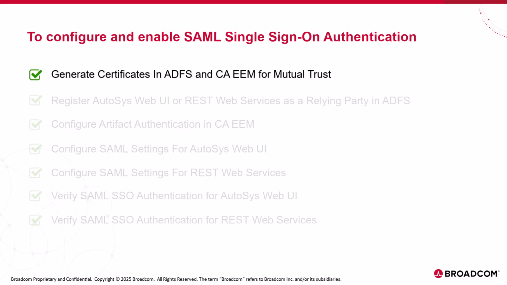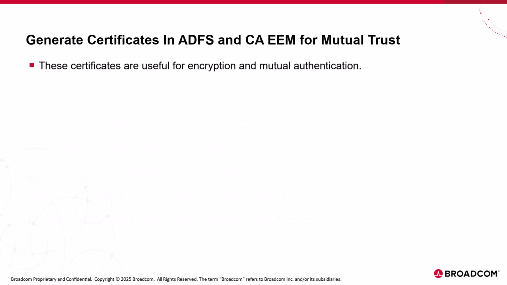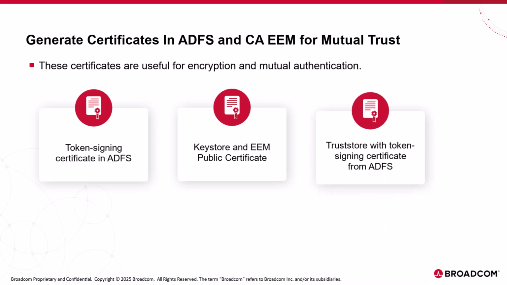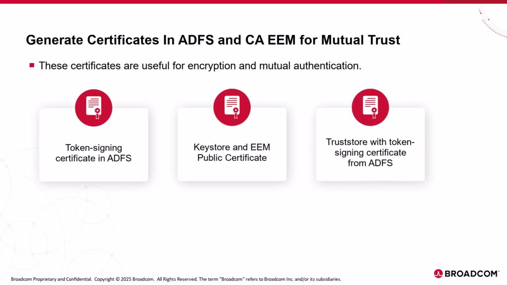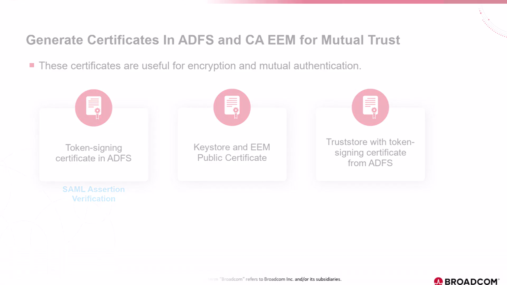The first step in SAML 2 SSO configuration is to generate and export the following certificates between ADFS and CA-EEM. These certificates are useful for encryption and mutual authentication. The token signing certificate in ADFS, the key store and EEM public certificate, and the trust store with the token signing certificate from ADFS. To configure SAML assertions verification in CA Embedded Entitlements Manager, you'll need to export the token signing certificate from your ADFS server. The CA-EEM uses this ADFS certificate to verify SAML assertions issued by the ADFS server.